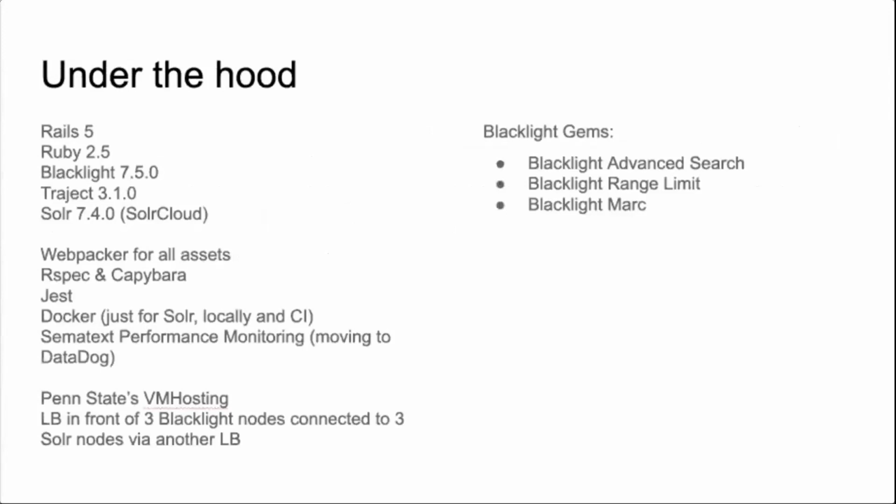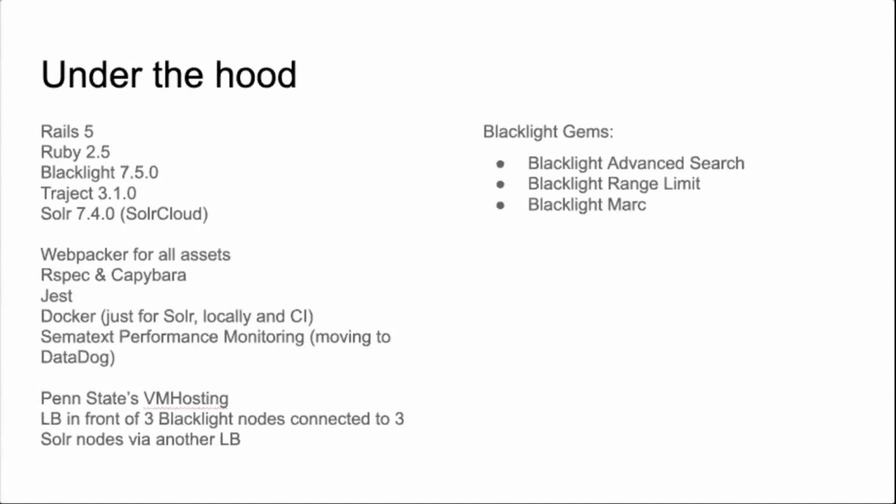So under the hood, we have Rails 5 with Ruby 2.5. We are on Blacklight 7.5 and Traject 3.1. Our Solr version is 7.4, and we're on SolrCloud. We worked with Symantec to set up our SolrCloud, and we are also using their performance monitoring tool, but we will be moving to Datadog soon.